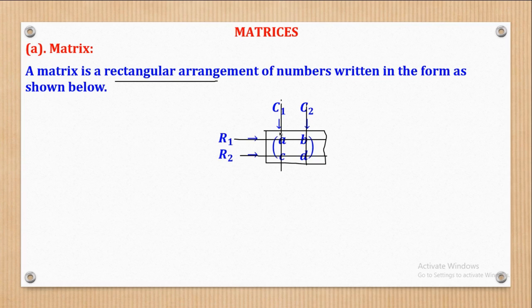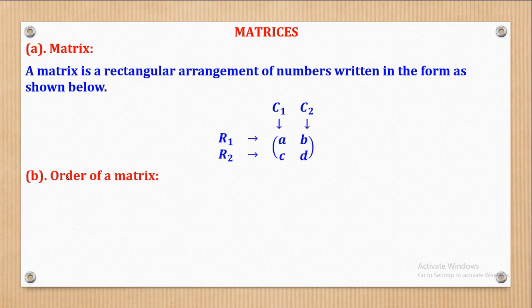What does that mean? It means that A lies on the first row and in the first column, while B lies in the first row but in the second column, C lies in the second row and first column, and D lies in the second row and second column.